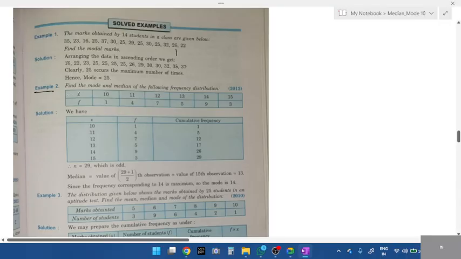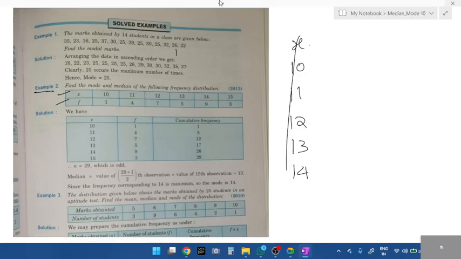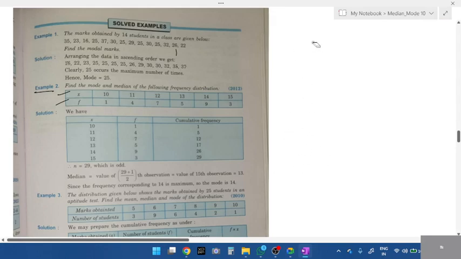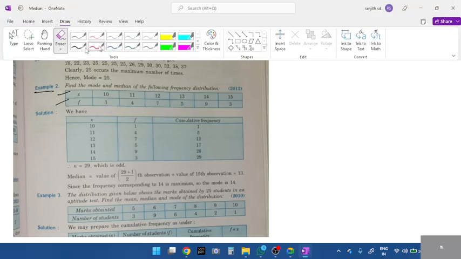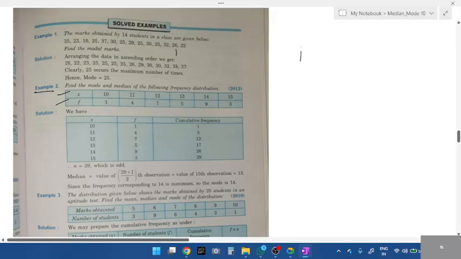Look at example 2. There are two values, x and f. X value is 10, 11, 12, 13, 14. Okay, they've already given. Look at the table. F value is 1, 2, 3, 4, 5. What are the things we need to find here? Read the question. Find mode and median. For median, we always need cumulative frequency.